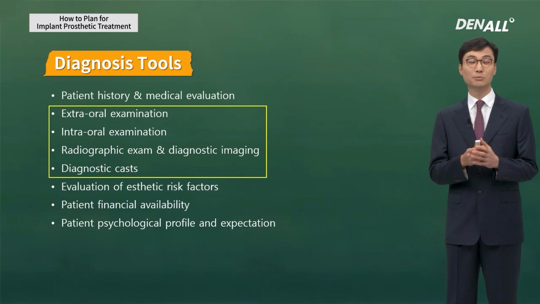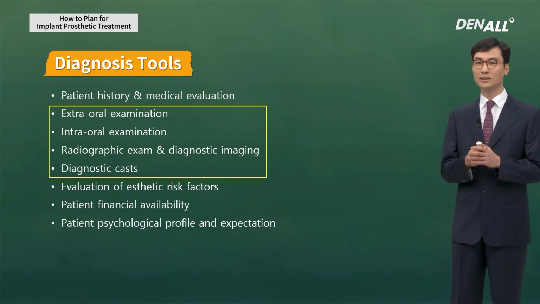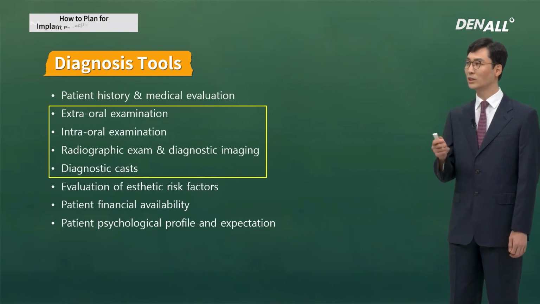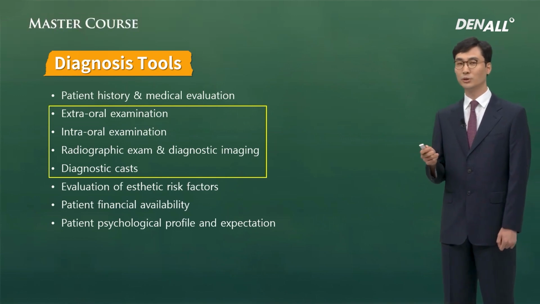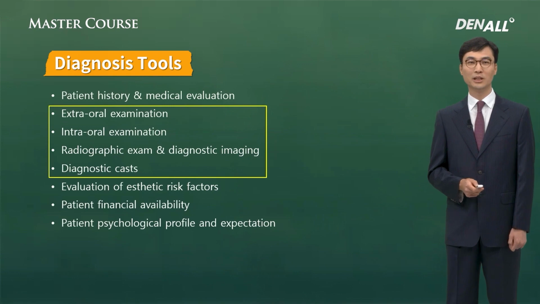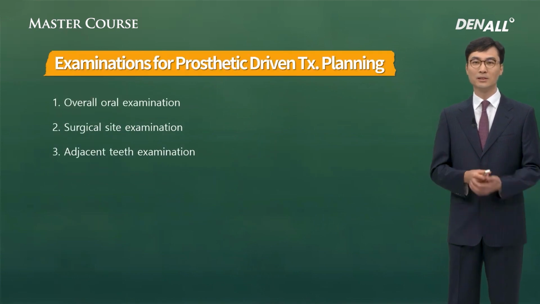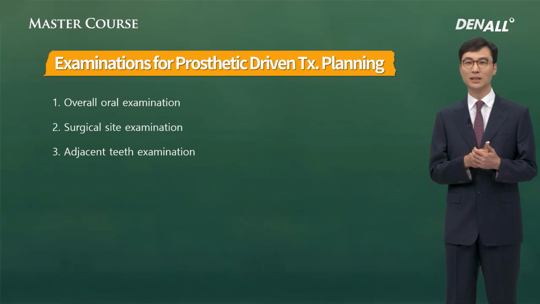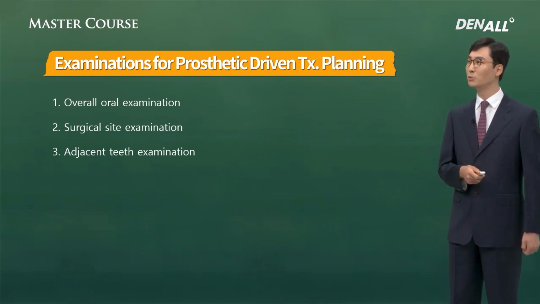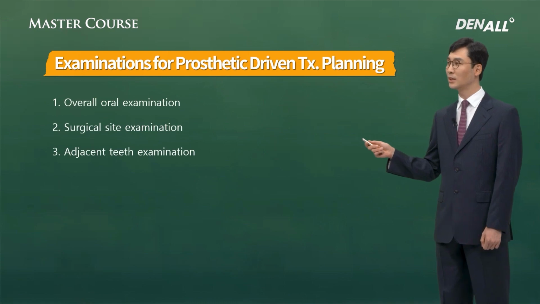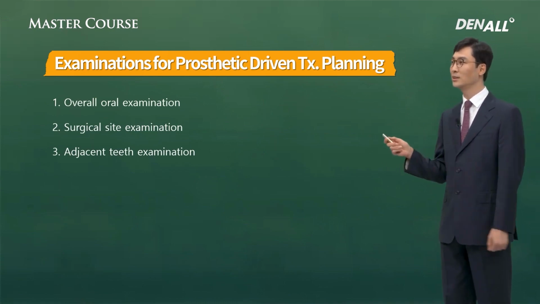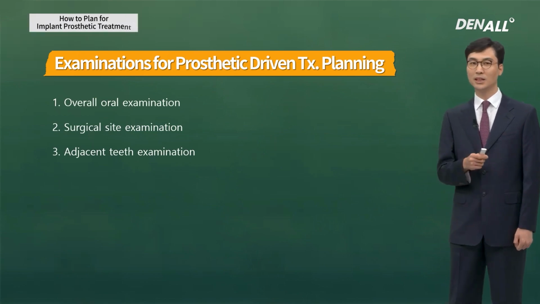For appropriate implant prosthesis to be formed, what is in the yellow box, such as extraoral examination and intraoral examination, needs to be done. To come up with a top-down approach where prosthesis is at the heart, examinations such as on overall oral health, surgical site, antagonist, and adjacent teeth need to be made.